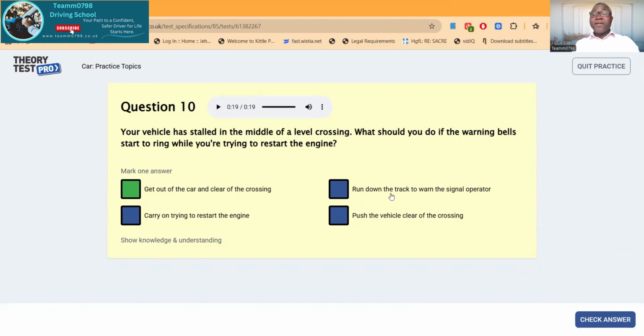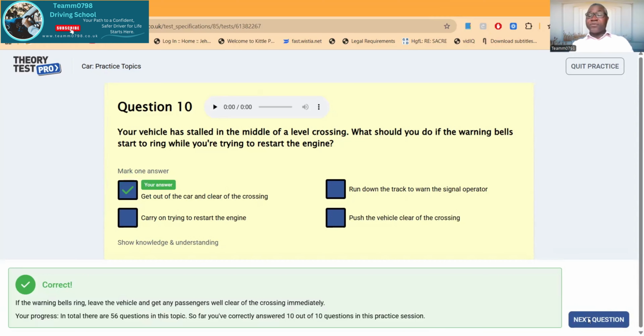Okay, so run down the track to warn the signal operator. No, don't do that. It's dangerous. Push the vehicle clear of the crossing. You might think that's the safest thing to do. It's actually dangerous. Don't do that. Carry on trying to restart the engine. Dangerous, don't do that. Get out of the car and clear of the crossing. That is the most important thing you should do.